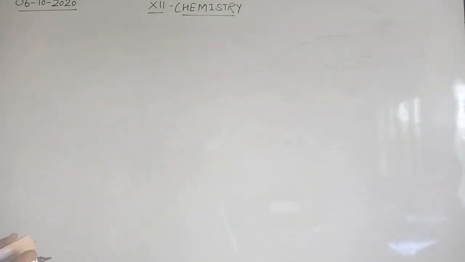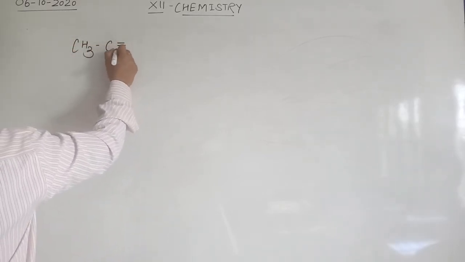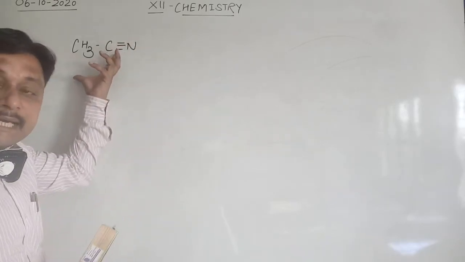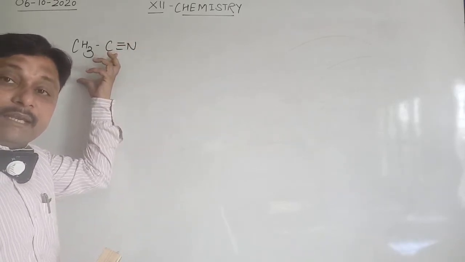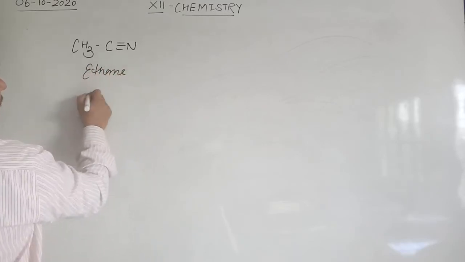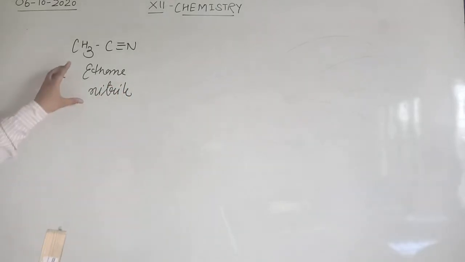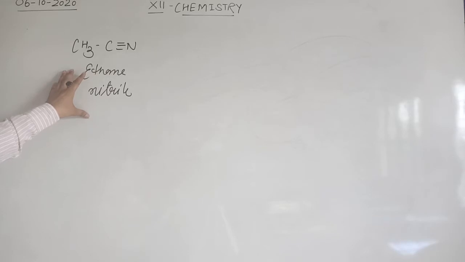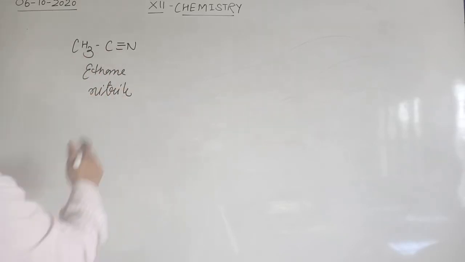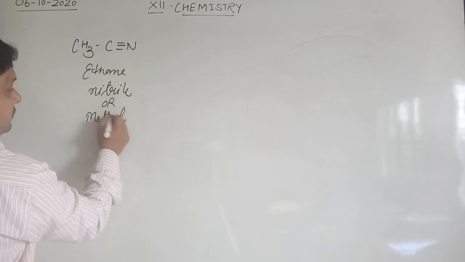Now if we talk about a simple compound, that is CH3 C triple bond N, that is methyl cyanide, or simply say it is ethane nitrile. It is ethane nitrile. Okay, so this is the IUPAC name of CH3CN, that is ethane nitrile, or simply say it is methyl cyanide. This compound is methyl cyanide.